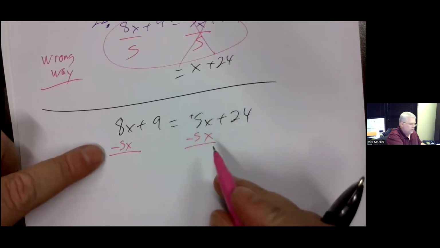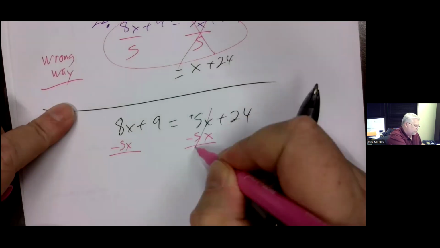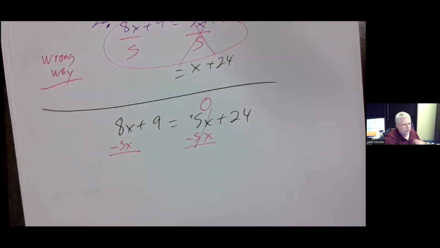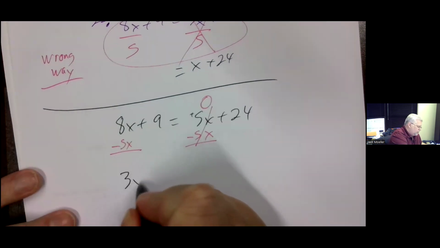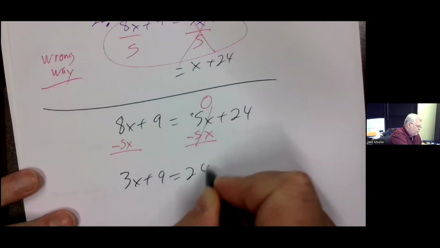So we do our x's with our x's. And so 5x minus 5x is 0. It's 0x technically, but 0 times x is 0. And that's the whole reason we did that was to get rid of it on that right-hand side. So then we get 3x plus 9 is 24.